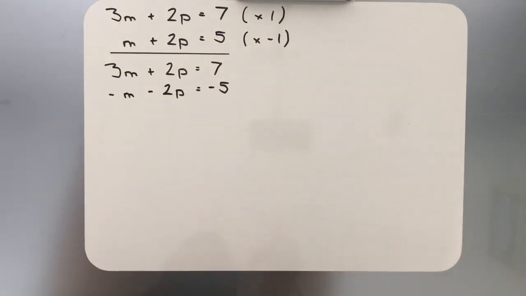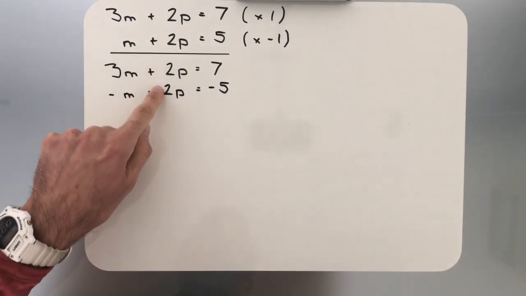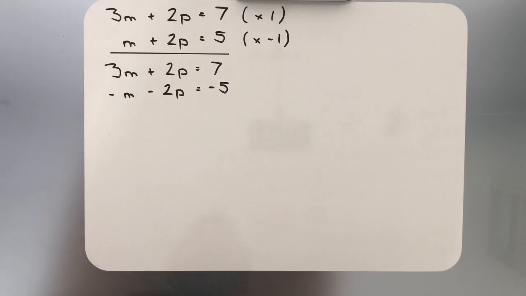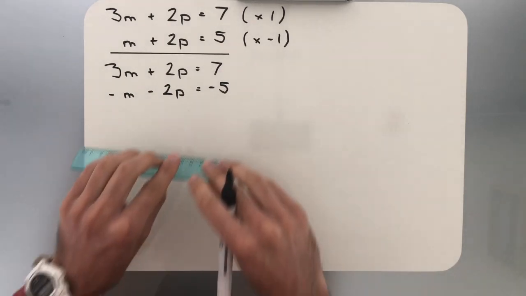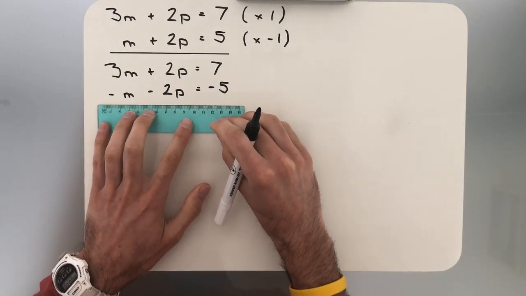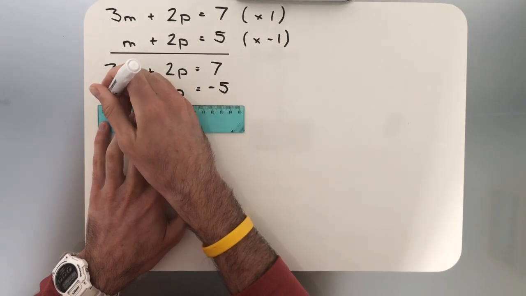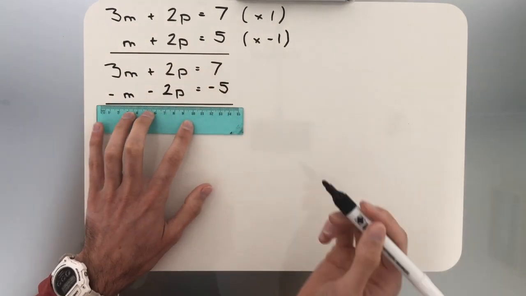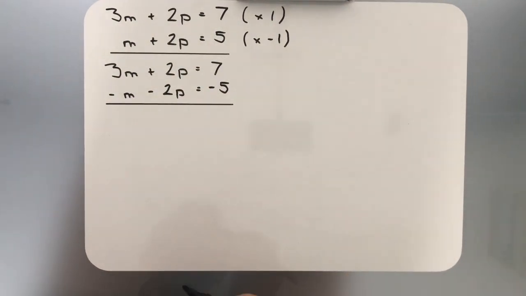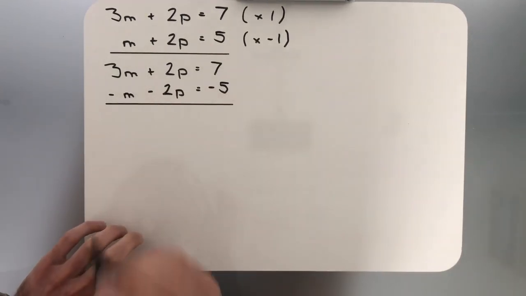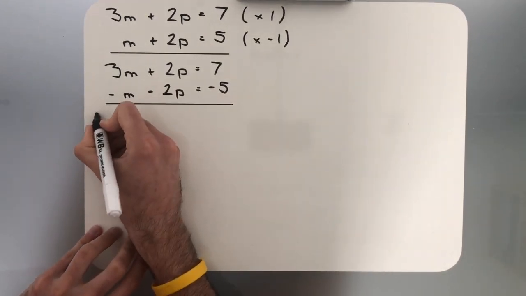Now at this stage here, let's check. We're looking for same coefficient yet different sign. Now if you look here, same coefficient yet different sign. Perfect. At that stage, let's just underline again. Remember, we want to keep everything as neat as possible. It makes it 10 times easier for us. At this stage here, remember, when we're eliminating, we're always going to add.